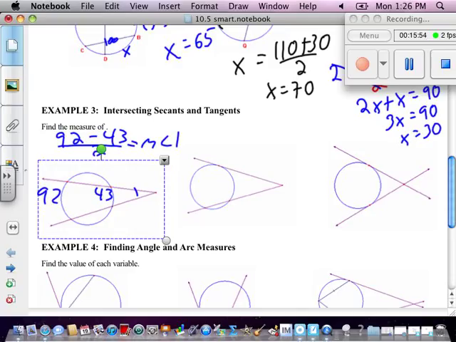That's wrong. Okay. So let's try doing some basic math so Miss Murphy can get this. All right, 92 minus 43 divided by 2 gives us 24.5. Thank you for catching my little mistakes. Okay.